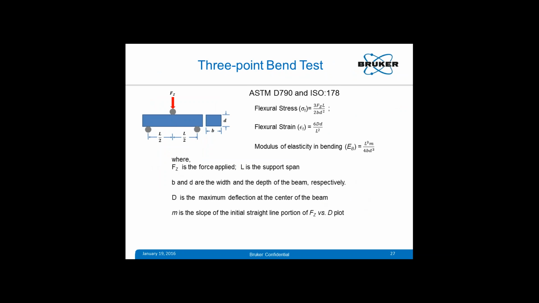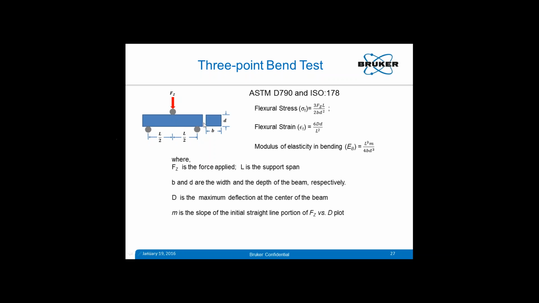Next on this mechanical test is the three-point bend test, which is very important. The three-point bend test is used for understanding the flexural behavior of any material, flexural stress and strain, and also the modulus of elasticity in bending. Many components used in automotives encounter bending load or bending situations in service. So flexural stress, strain, and bending elastic modulus are very important parameters.